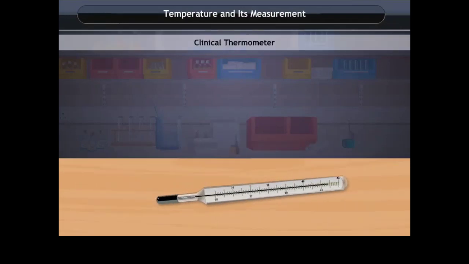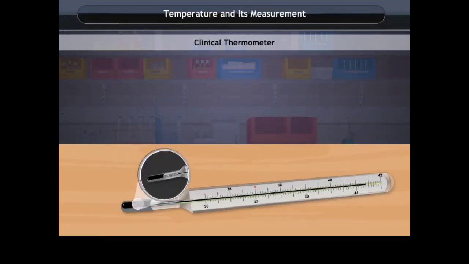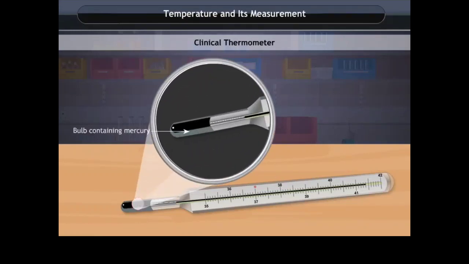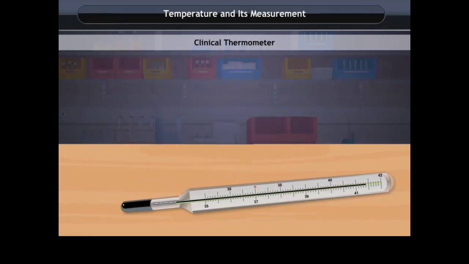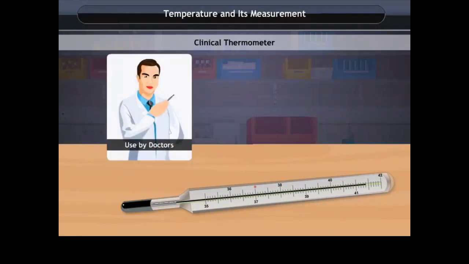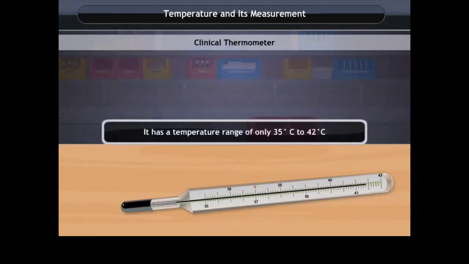A clinical thermometer consists of a long, narrow, uniform glass tube. It has a bulb at one end containing mercury. Mercury has a special property to expand on receiving heat. This thermometer is generally used by doctors or at home to measure the temperature of the human body. It has a temperature range of only 35 degrees Celsius to 42 degrees Celsius.